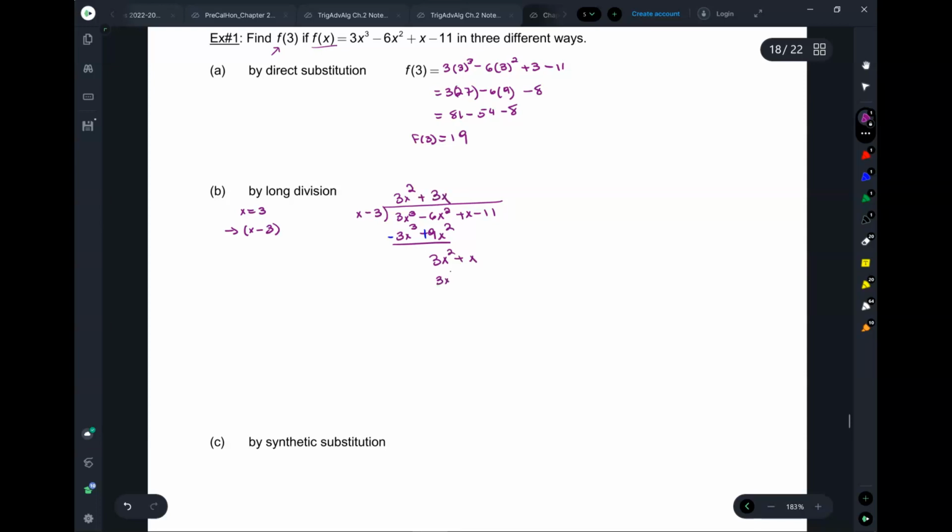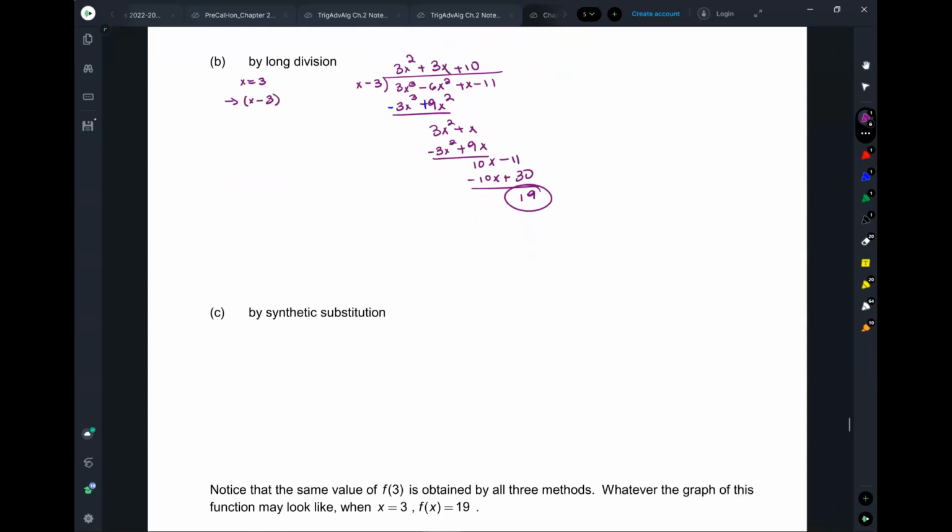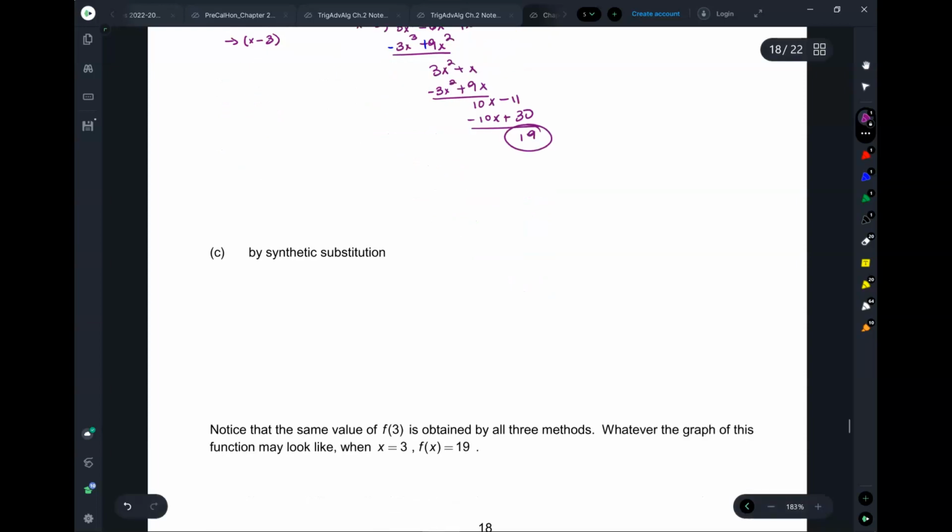So we get 3x squared minus 9x. Change the sign. We get 10x minus 11. 10x divided by x is 10. 10x minus 30. Change the signs. 30 minus 11 is 19, right? We got the same answer as before. Okay, so if we can do it by long division, we can probably do it by synthetic division as well.